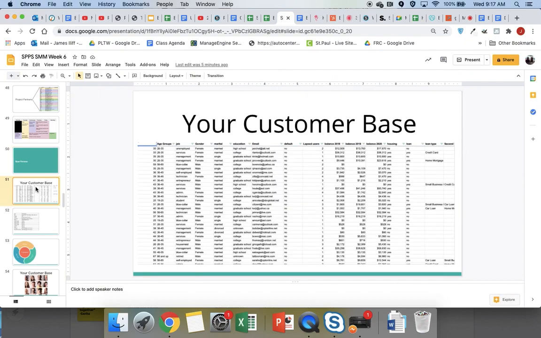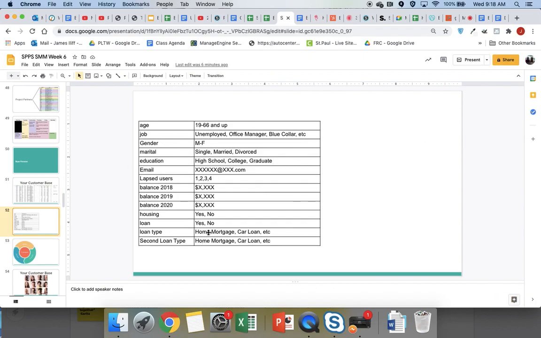In your last project, you understood your customers based off of these few data points. Each one of these lines is a person. This first one is a 30-year-old unemployed female who's married. She has a high school education. This is her bank account information, and whether she's taken out a loan with Lone Star. This is what the data looks like, just reoriented, going up and down instead of left and right. So these are the data points that you know about this customer.